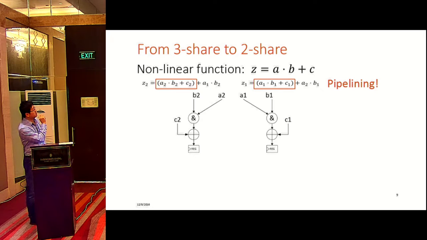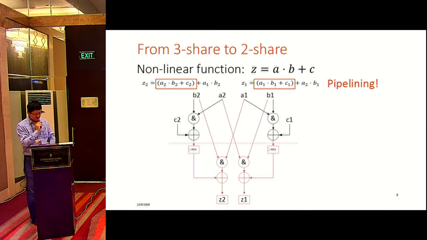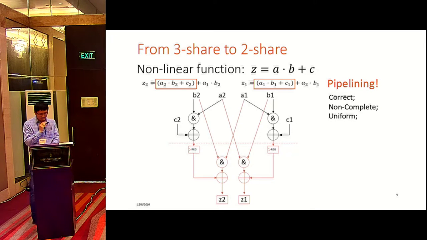And uniformity is also achieved because here C can be uniformly split, so for both shared functions, the output is uniform. And after that, the result will be saved in two registers. And in the second stage, we finish the rest of the computation. And you can notice that the second stage is also non-complete, uniform, and correct. So in this way, by breaking this calculation into two stages, we make those three requirements satisfied.